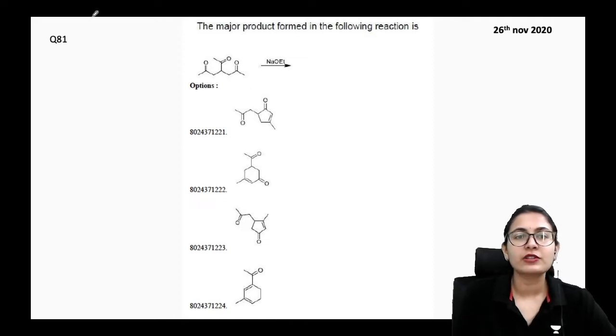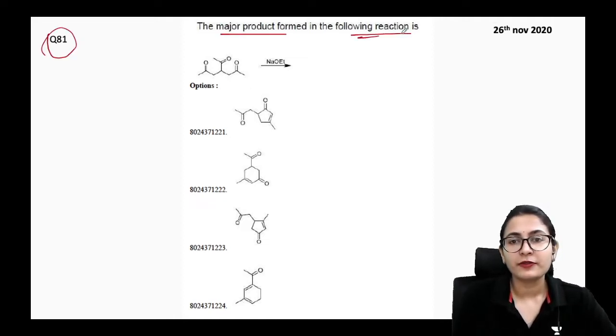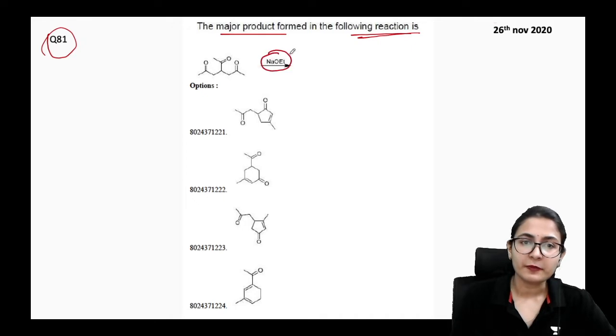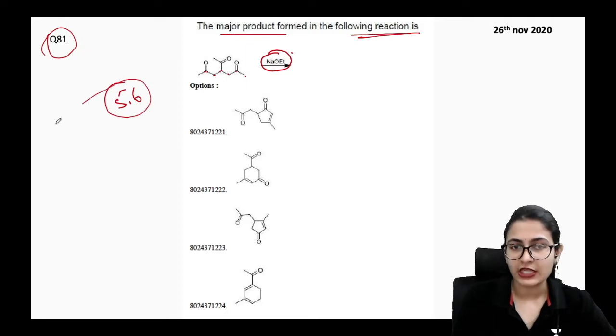Let's quickly move onwards. Next question. Major product formed in the following reaction is. So many people were confused in this question, guys. In the presence of a base, you are having so many carbonyls. You have 1, 2, 3, 4, 5 membered ring possibility. You have 1, 2, 3, 4, 5, 6 membered ring possibility from this side, and 1, 2, 3, 4, 5, 6 membered ring. So you have 5 and 6 membered ring possibility.